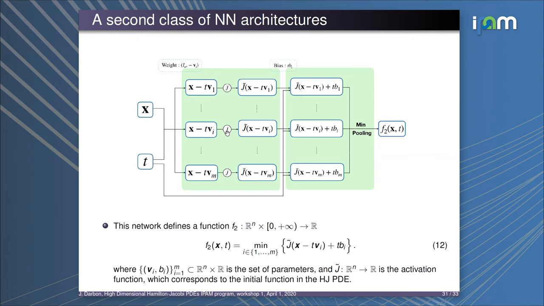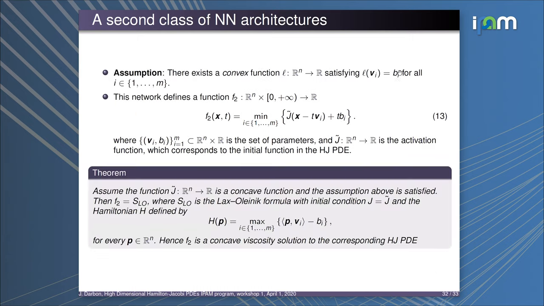And under the assumption that there is a convex function little l, so that every time you evaluate little l, which you should see as a Lagrangian, at the velocity vi and the other parameters, then you can show that the neural network actually computes a viscosity solution of the Hamilton-Jacobi PDE, when the initial data is given by your activation function J tilde, and the Hamiltonian is given by the following formula that involves the parameters of the function. It's a pretty similar result, in the sense that the initial data and the Hamiltonians are given by the parameters and the activation function of the neural network.